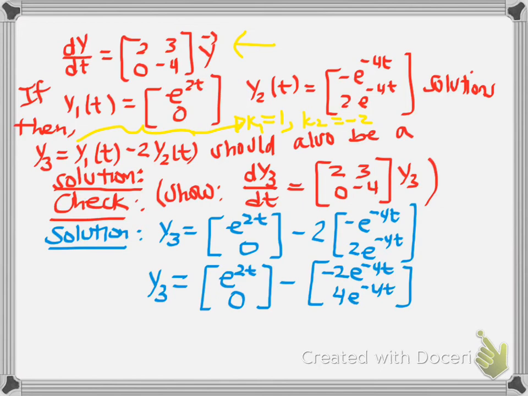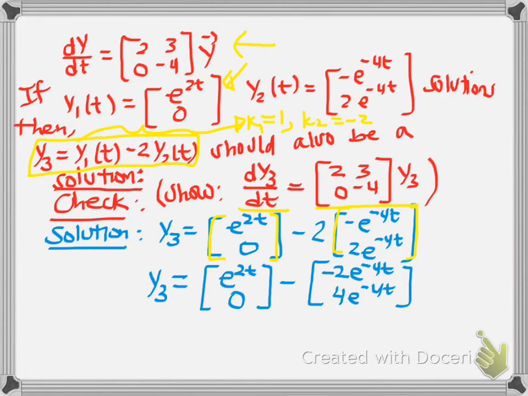Okay, so we need to show that dy sub 3 equals the constant coefficient matrix A times y sub 3. Well, y sub 3, again, here's y sub 3 here. Now putting this in column vector form, y sub 3 equals, well, y sub 1 is given here, right? So that's how we got this first column vector. And then -2 times y sub 2, which is given here.